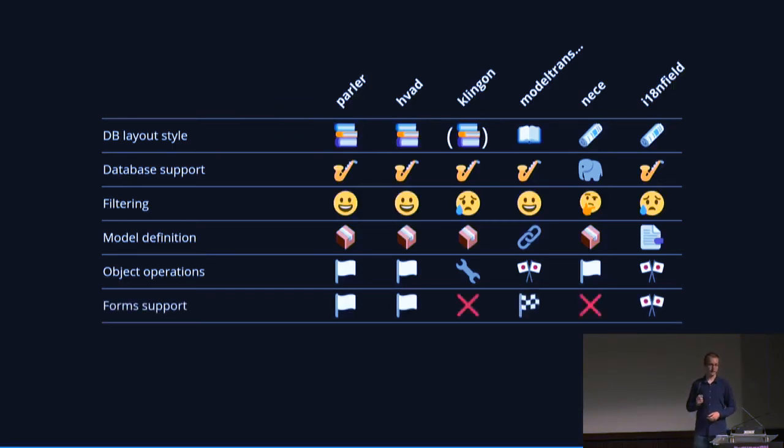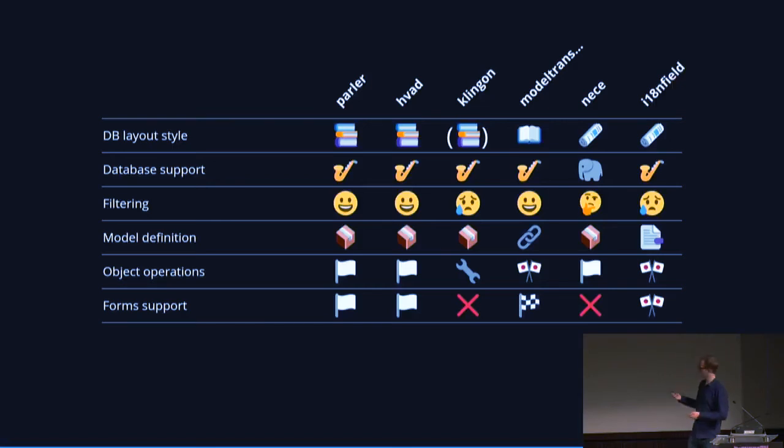I haven't gone into detail on forms support. Both Parler and Vel come with a custom base class for model forms that you can just drop in and use instead of Django's model forms, and it will easily let you manipulate and show the data in one single language. So you can have a form that allows you to edit the data in the currently active language of the user. In Klingen and Nietzsche, I couldn't find anything on form support. And in the model translation case, you can just use plain model forms and decide for yourself which fields you want to add to the form. After all, the translations are just different fields in your model.